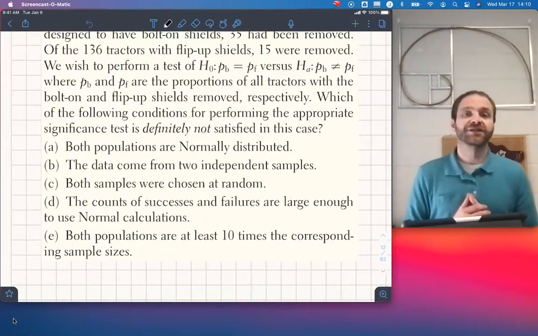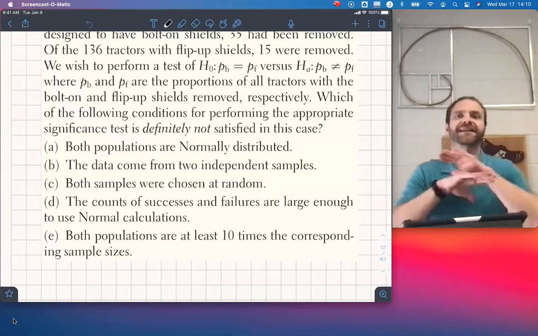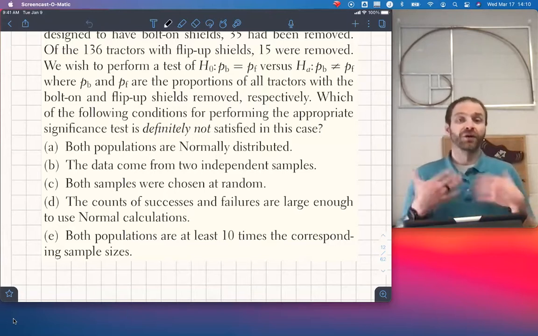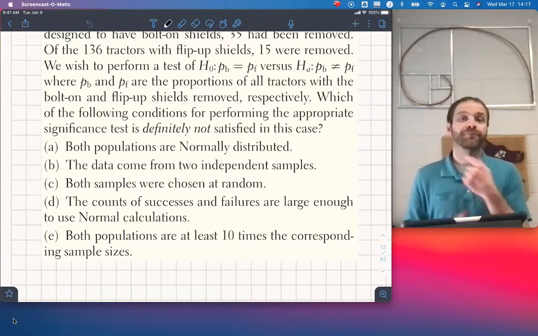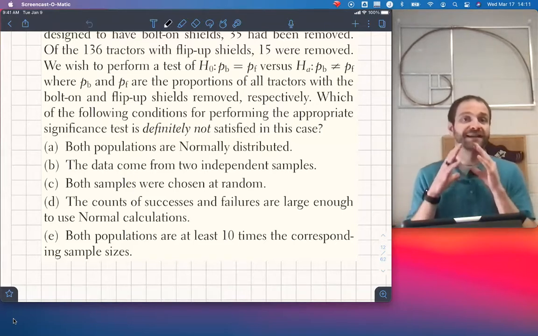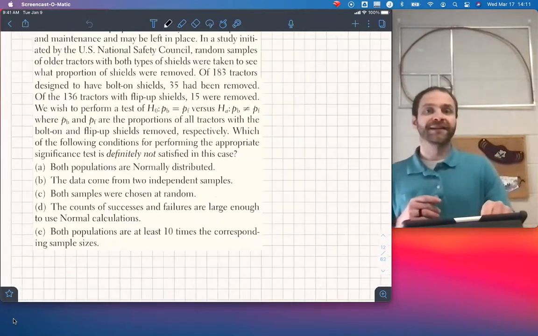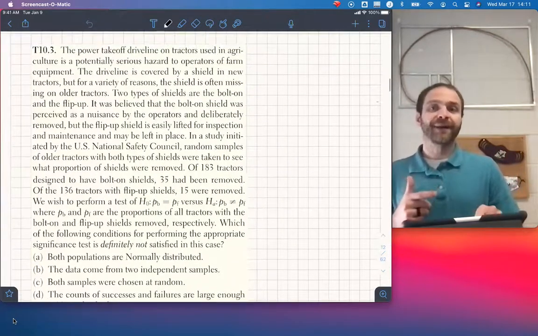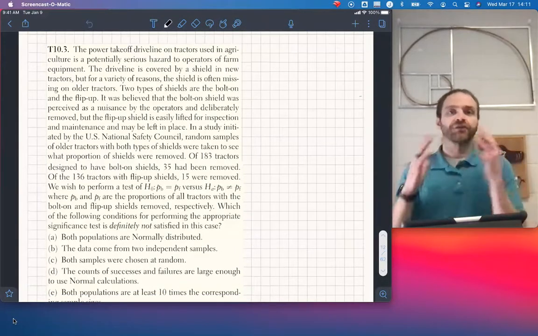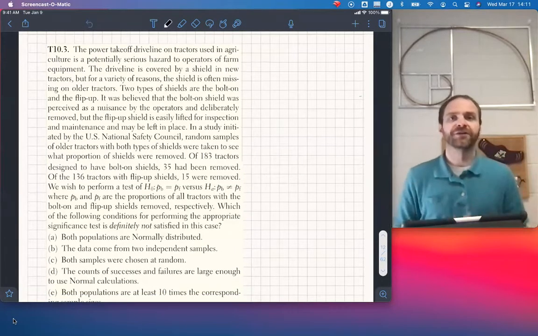Which of the following conditions for performing the appropriate significance test is definitely not satisfied? It says both populations are normally distributed. It says the data come from 2 independent samples. Both samples were chosen randomly. The counts of successes and failures are large enough to use normal calculations, and both populations are at least 10 times the corresponding sample sizes. So those are conditions. Now, when I read this entire thing, I'm going to keep in mind I'm looking for the conditions. As I read one, maybe I'll highlight it, and I'll start crossing out the ones that I don't need to use anymore.